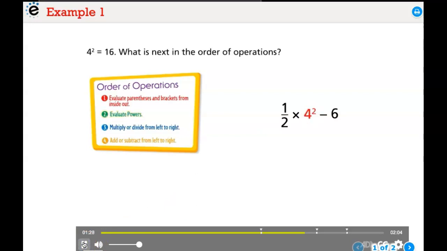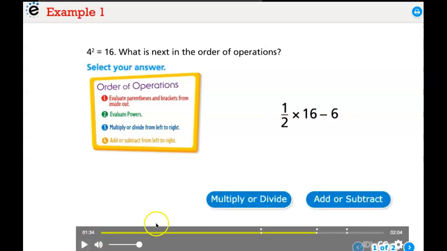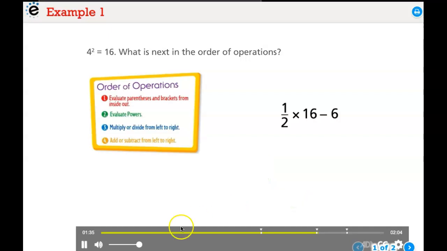4 to the second power equals 16. What is next in the order of operations? Selena, what is it? You multiply or divide from left to right. So you do 1/2 times 16. So we'll multiply or divide, that's what you said, from left to right. 1/2 times 16 equals 8.